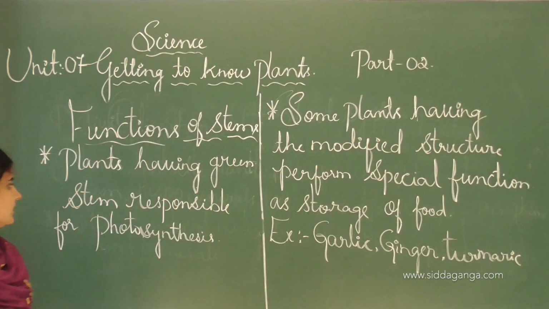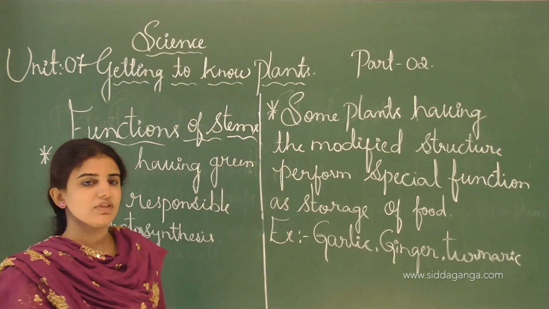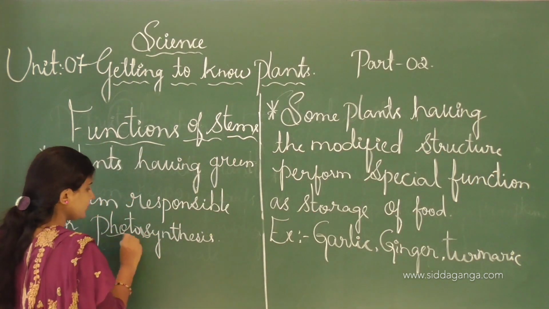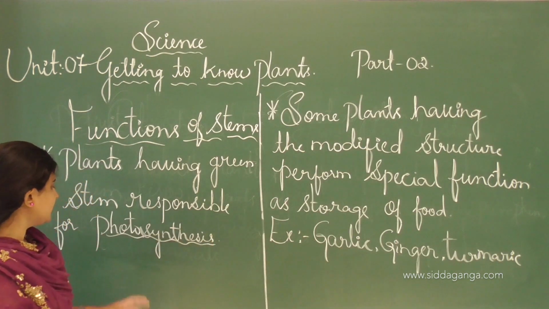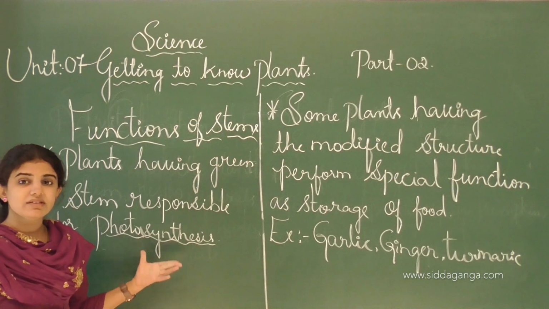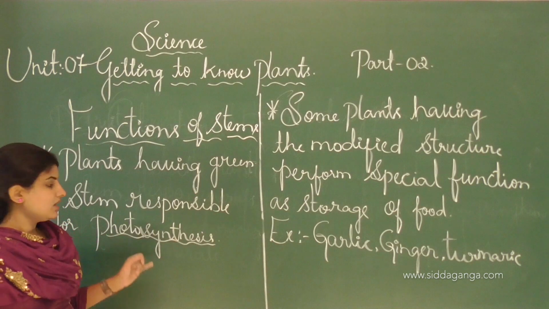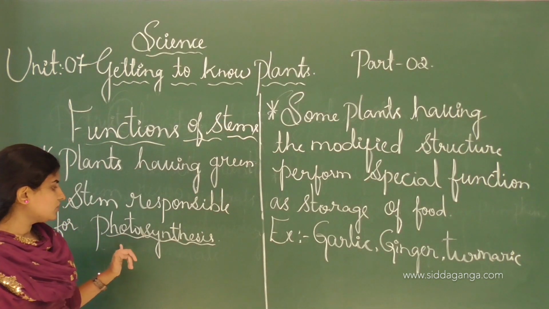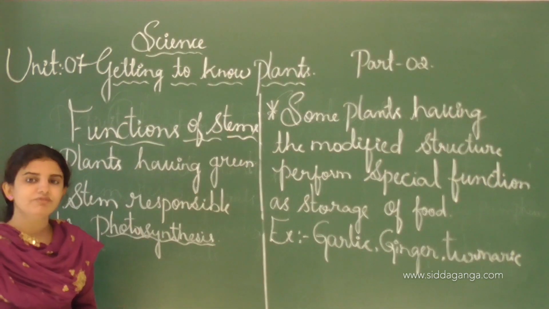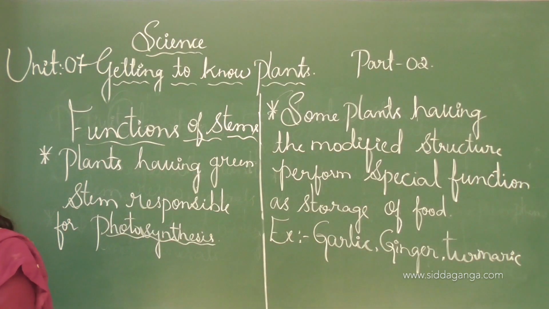And the next one is that some plants have a green stem which is responsible for photosynthesis. See, this one is a new word for you. Photosynthesis is nothing but, photo means light whereas synthesis means prepare. It is a food preparing process which takes place in the plants. Later we will discuss photosynthesis in the leaf part. See, this is all about the functions of the stem. Next one is the leaf.